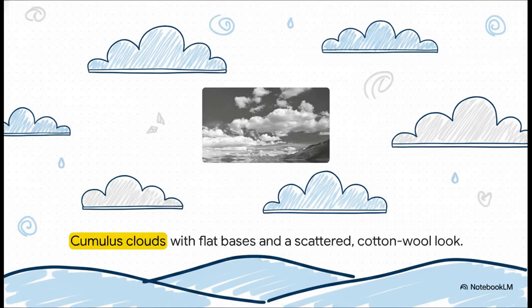Take a look at this. Notice those classic horizontal flat bases and the puffy, scattered tops over the landscape? That is a textbook cumulus cloud formation right there. You'll almost always see them existing in patches, scattered here and there across the blue sky.